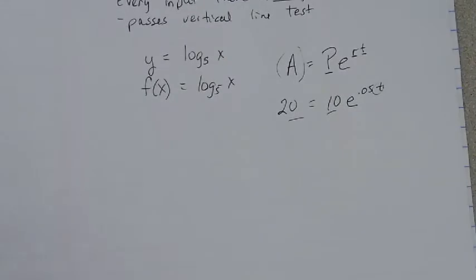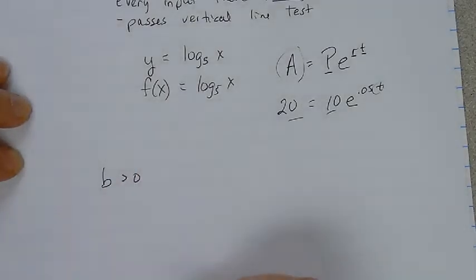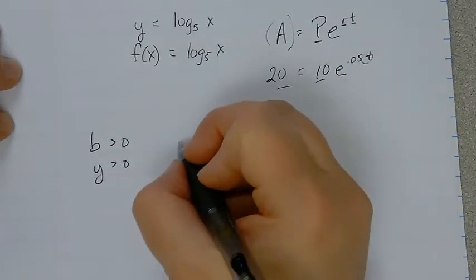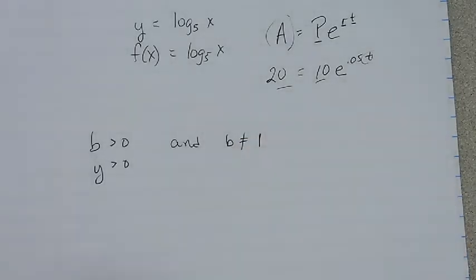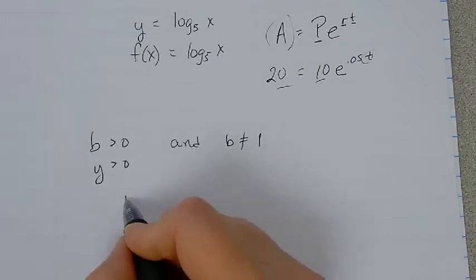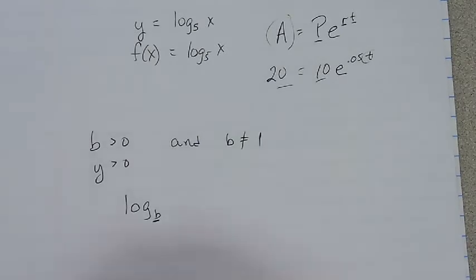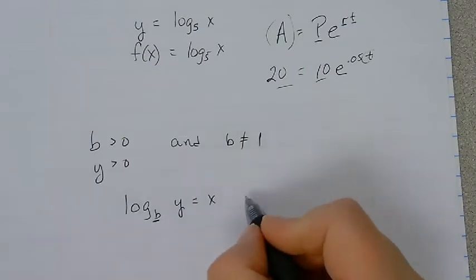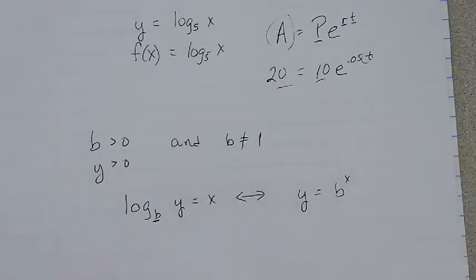But first let me explain really how you write a log function. So first of all, b has to be greater than 0, and I'll explain why. Y has to be greater than 0. And b cannot be 1. So here's what a log looks like. Log base b, so the number down here is the base, of some number equals x. This is equivalent to y equals b to the x power.